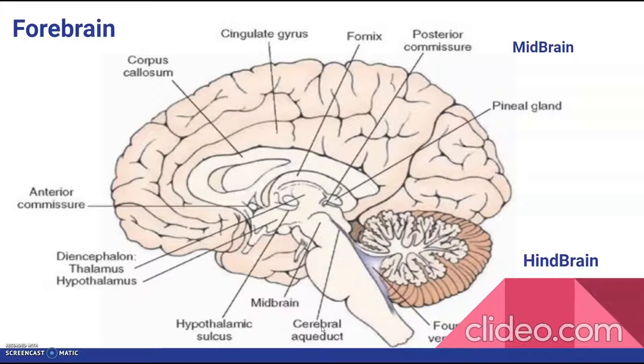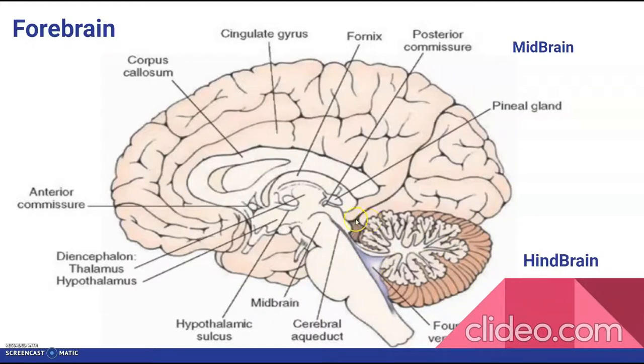The cerebral aqueduct passes through the midbrain, and the dorsal portion of the midbrain consists mainly of 4 round swellings or lobes, which are called corpora quadrigemina. Now let's talk about the hindbrain.